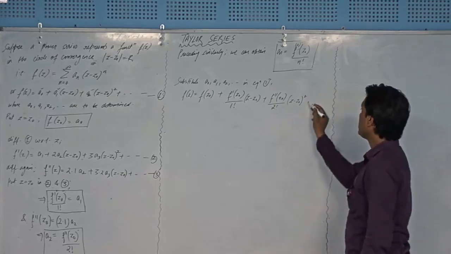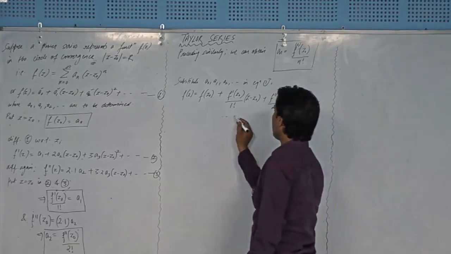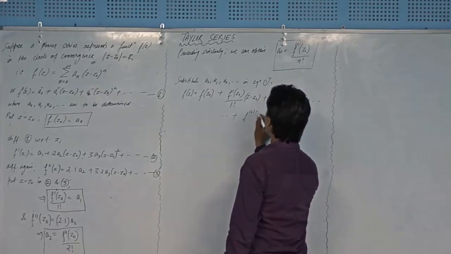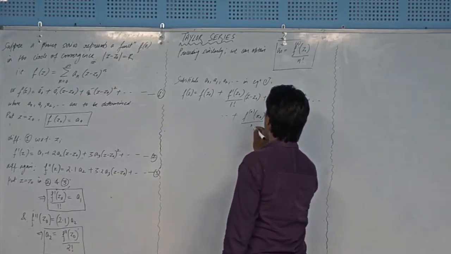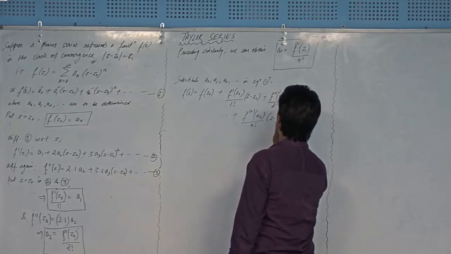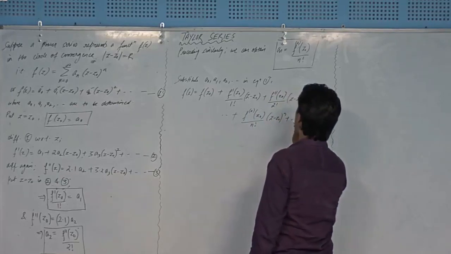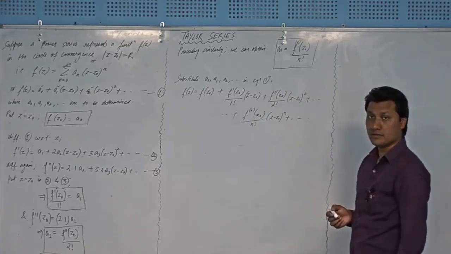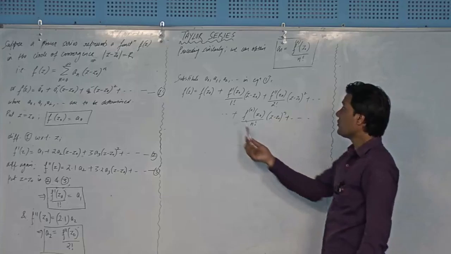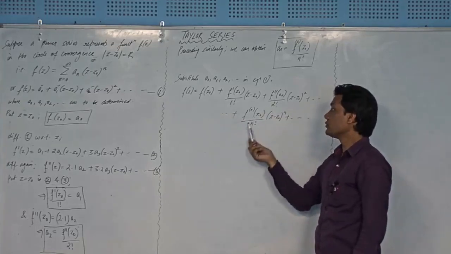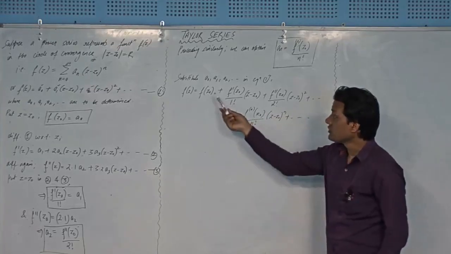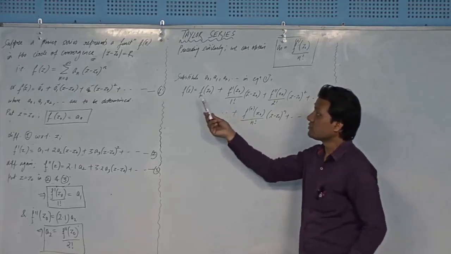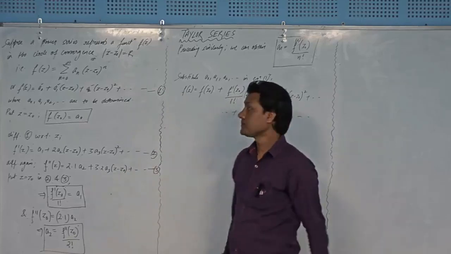right? And the nth coefficient will be the nth derivative of f obtained at z naught over n factorial, z minus z naught to the power n, and so on, right? So this is called Taylor series, where these coefficients a naught, a1, a2 up to an are all obtained in terms of the function evaluated at the point z naught, and z naught is the center of this series, you can see from here, right?